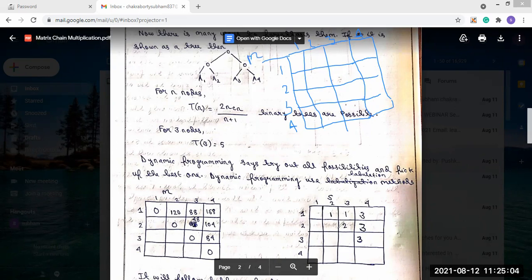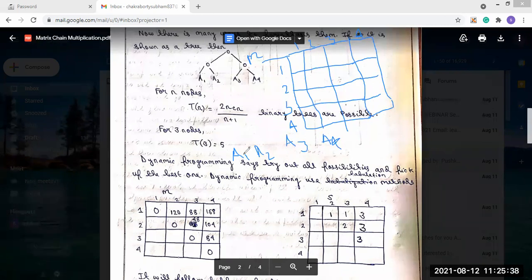So first, how will we put the values? Here you are seeing the values 0, 1, 2 given. Now how many matrices are present? A1, A2, A3, and A4. These are the values present. A total of 4 matrices are present.